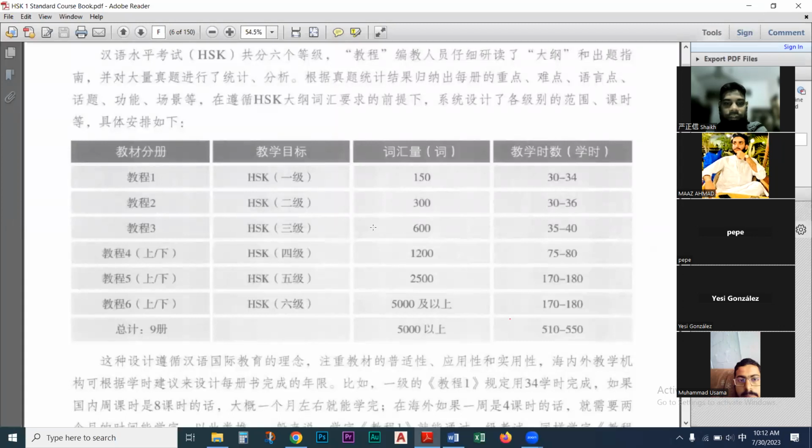In HSK level 3, you study 300 words, and at the end of HSK level 3, your vocabulary is almost 600 words. And in HSK level 4, you study 600 words, and at the end of HSK level 4, you have a vocabulary of 1200 words, because 600 plus 600 is 1200. This is how you increase your vocabulary, and at the end of HSK level 6, you have a vocabulary of 5,000 words. So you don't need to study it at once. You just study it gradually in a systematic way.